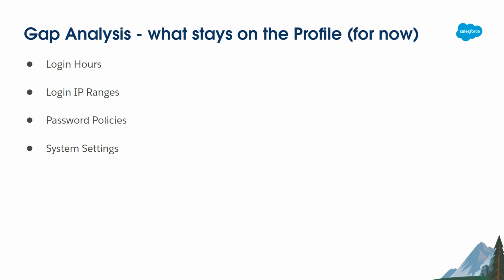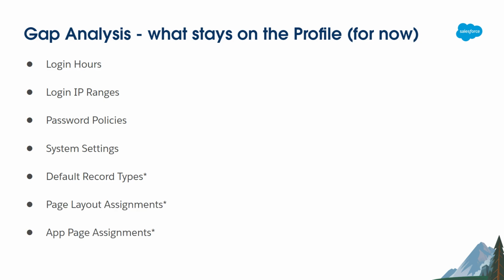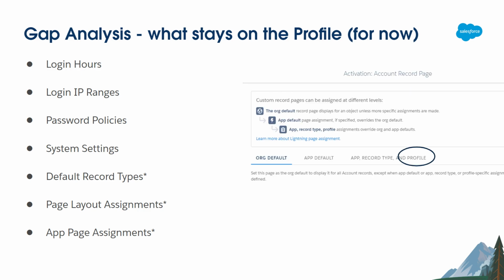So then we get into the areas where I think we do need to give some consideration. And that's default record types, page layout assignments, and app page assignments. And just to give you an example of one of those, of course, there we have activating an app page, and you can choose to do it by profile as well as app and record type.